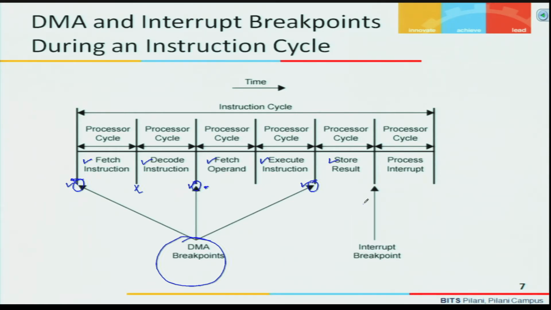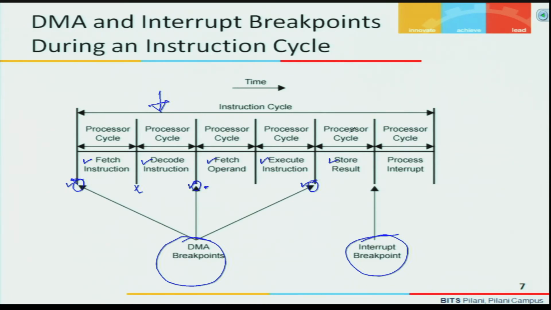In case of interrupt driven IO, the breakpoint is after completion of the current instruction only. An interrupt cannot break in between the current instruction execution. So let us say the interrupt was initiated maybe at the decode instruction time. It will finish cycle 1, processor cycles 1, 2, 3, or maybe multiple cycles, depending upon the number of operands to be stored and fetched, and only then can that interrupt be serviced. So that delay is there. That is why it delays the overall IO transfer in case of interrupt driven IO.